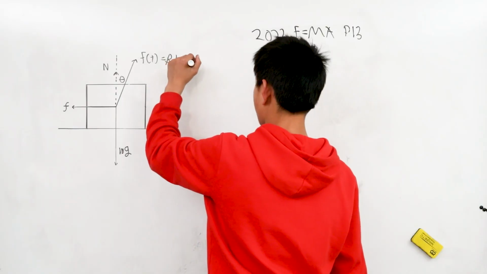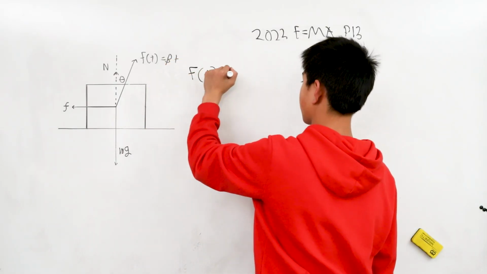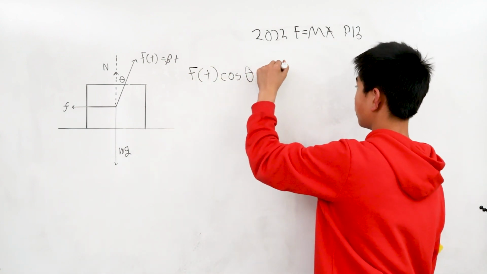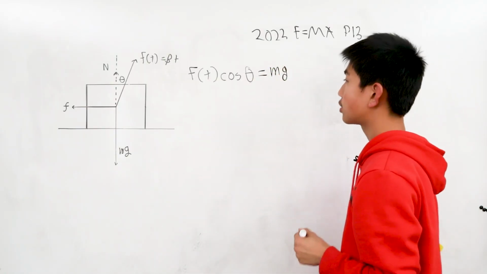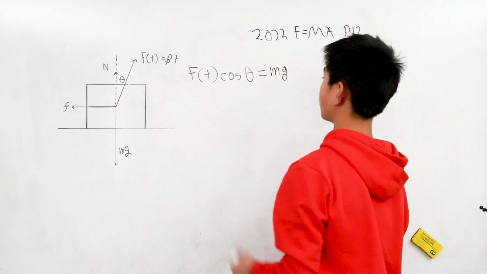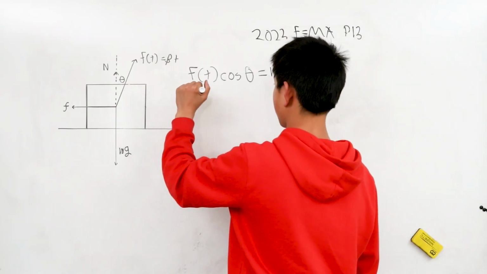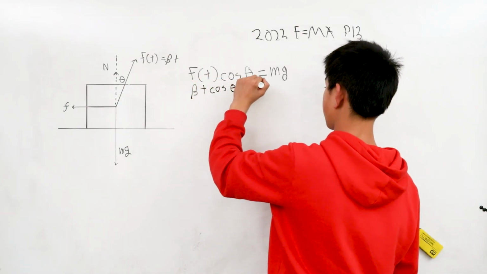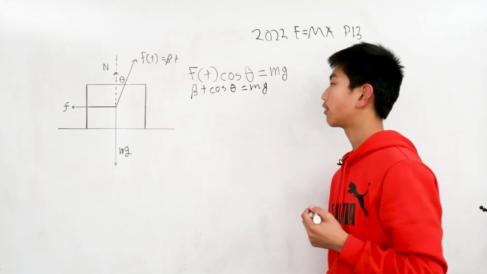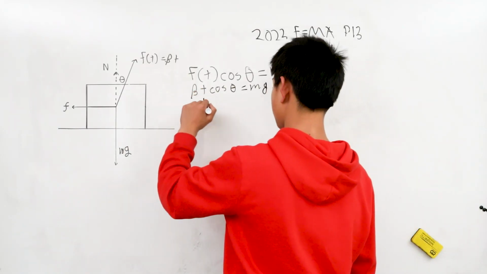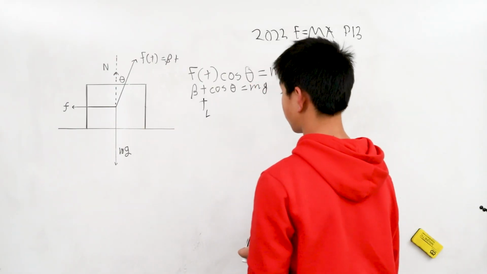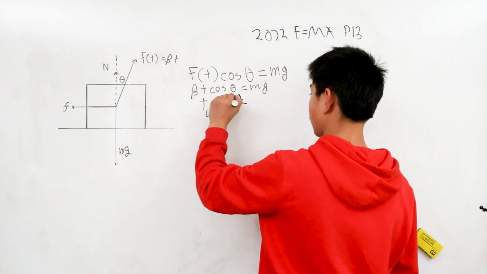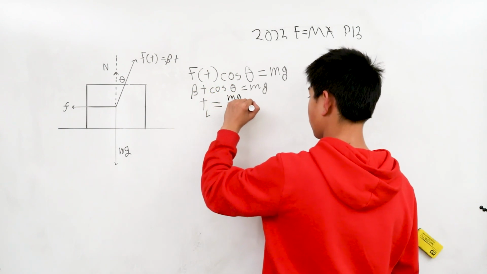this can be denoted by F of t times cosine of theta, and that has to be equal in magnitude to mg. And since we are given that F of t is equal to beta times time, we can plug that in to get beta times time times cosine of theta is equal to mg. So we can solve for the time variable, and to be specific, we'll label it t of L for lifting or liftoff. And this is just equal to mg over beta cosine theta.